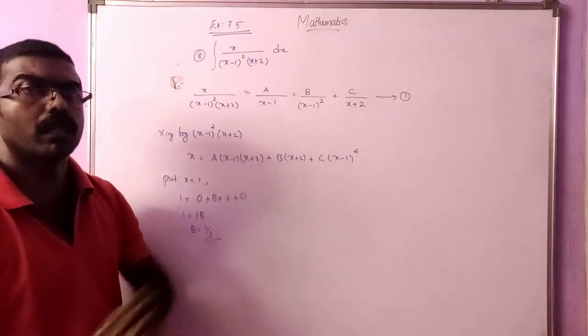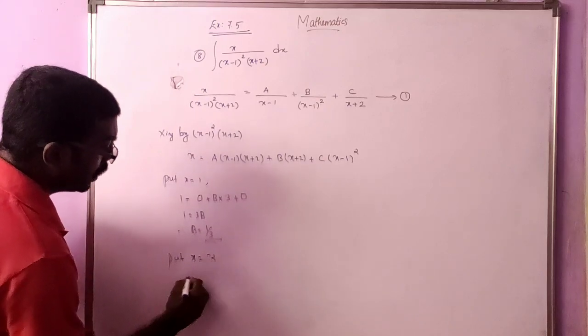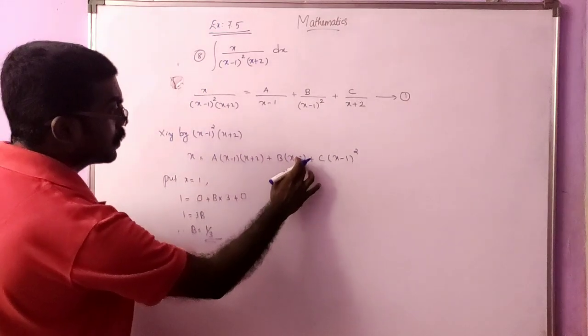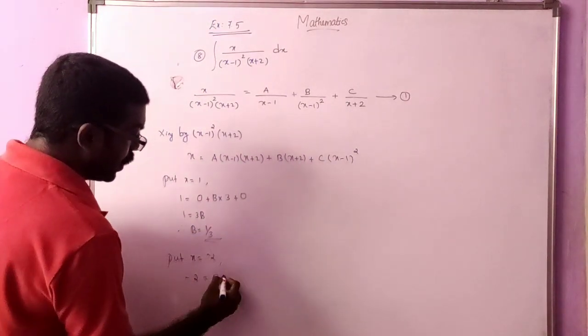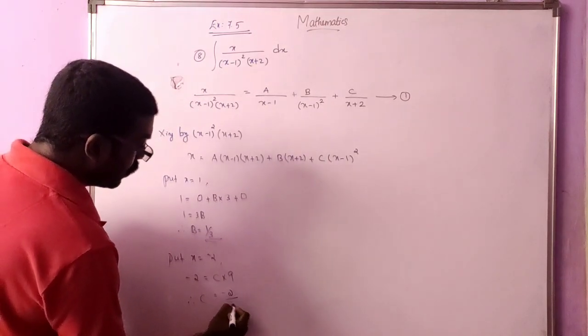Okay, now we can put x equal to minus 2. So put x equal to minus 2. Minus 2 is equal to, here minus 2 plus 2 is 0, here minus 2 plus 2 is 0. So c into (minus 2 minus 1), minus 3 square, that is 9. So c is equal to minus 2 by 9.